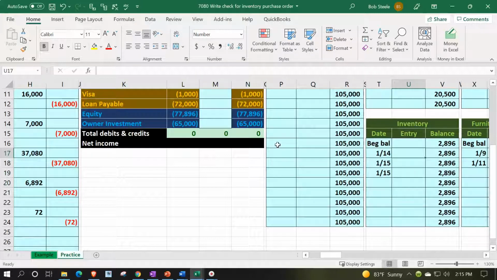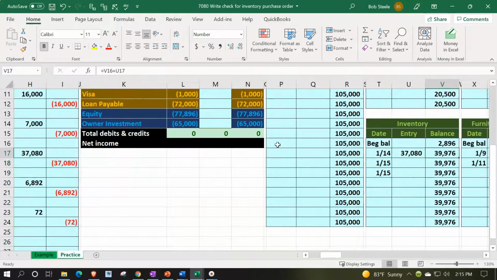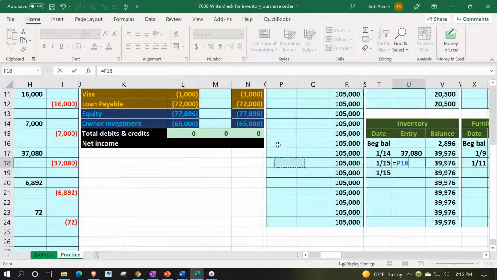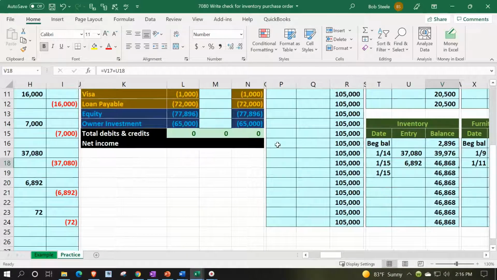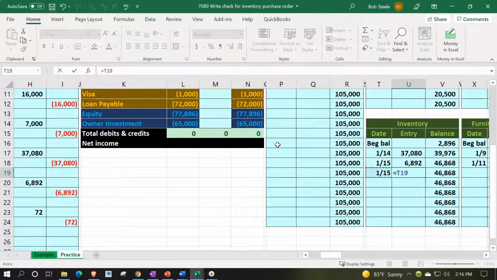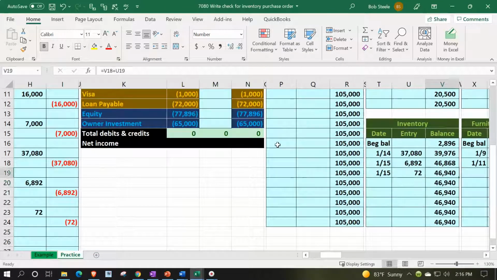And then I'm going to be on U17. I'm going to go equals. And I'm going to pick up the inventory here, which is the 3780, taking us from 2,896 up 3780 to 39,976. The second one was for the 6892, bringing us back up to 46,868. And the last one then finally was for that 72 for the ukulele, the little uke. And that's going to give us the 46,940.